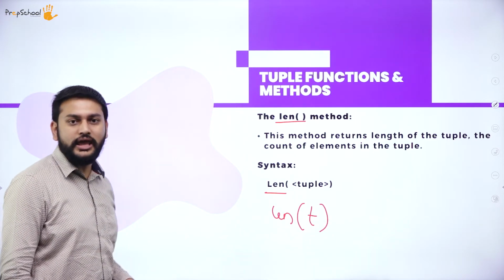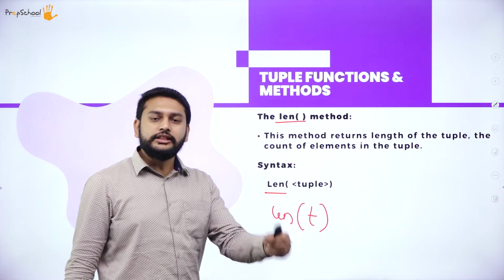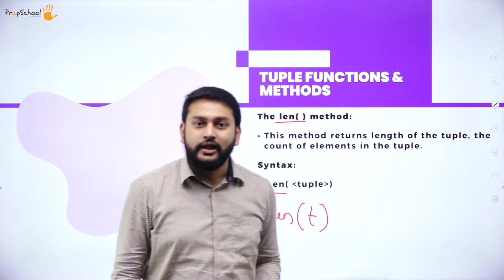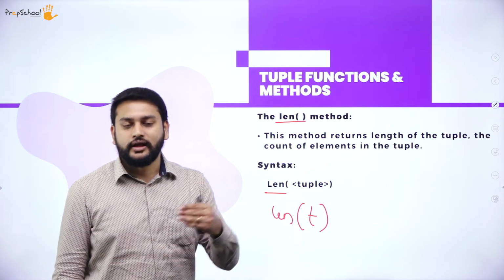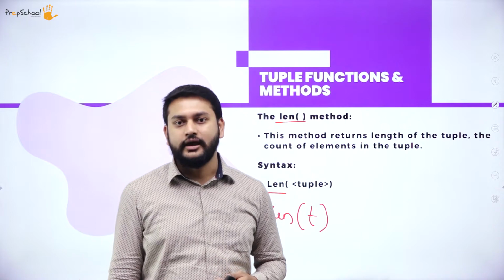T is the tuple name. So it will give me the length of the tuple, which means to say how many elements you have inside the tuple. So you will get the count. That's what you need to understand, right?